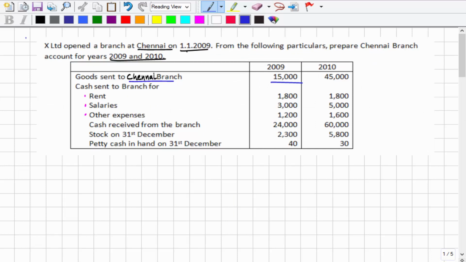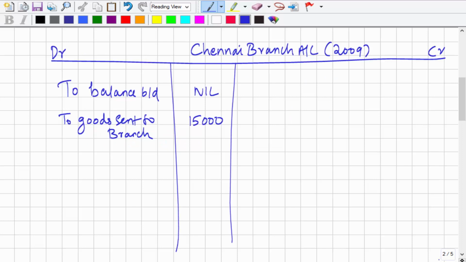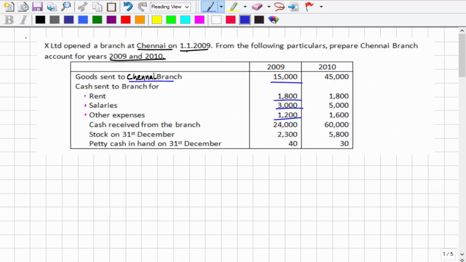Cash sent to branch for rent, salaries and other expenses are 1,800, 3,000 and 1,200. Let's capture that. The entry is going to be to cash or to bank, we can say to cash. Basically for three items, one is rent and that is around 1,800. Then salary, that is 3,000. Then comes other expenses and that is 1,200. So all three put together it works out to 6,000. Fine. Now let's go back again.